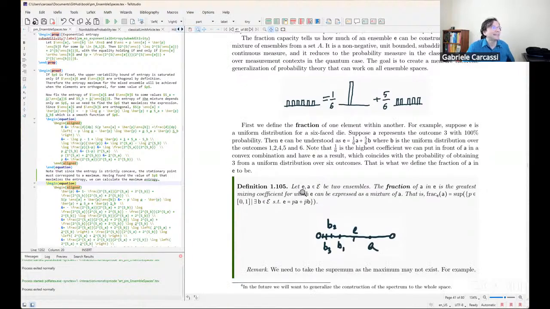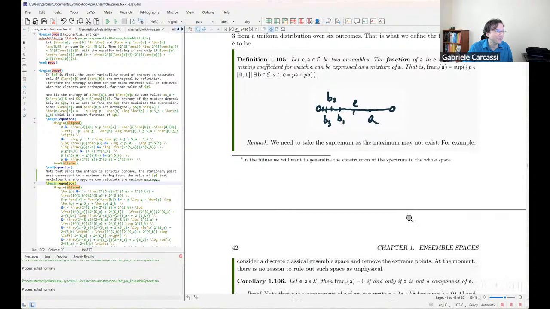And so let E and A be two ensembles. The fraction of A in E is the greatest mixing coefficient for which E can be expressed as a mixture of A. So we take A, we take all the possible convex combinations where one element is A and B, and B can be anything, and we get E. We find all the possible p's and we get the supremum. That's going to be the fraction of A in E: how much of E can be understood as coming from A. Okay, so that's the definition.